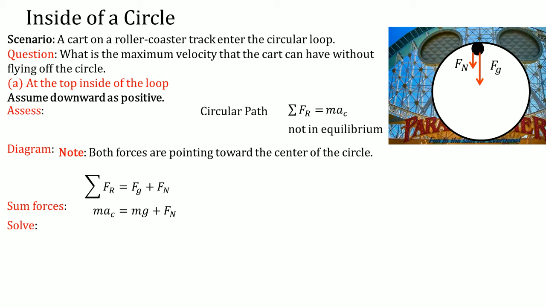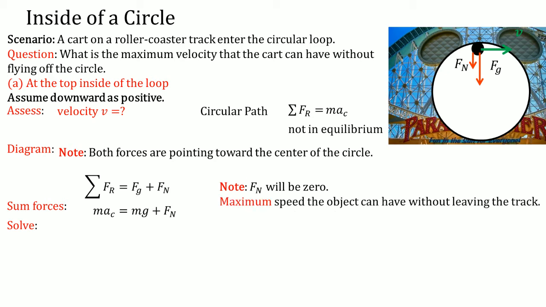Next, in this same scenario, you're going to be asked, what is the maximum velocity that the car can have here without flying off the circular loop? So we're looking for the velocity. We have the same situation here. Notice here, Fn will be 0 because, again, we want the maximum speed that the object can have without leaving the track. In other words, feeling weightlessness is when Fn equals 0.